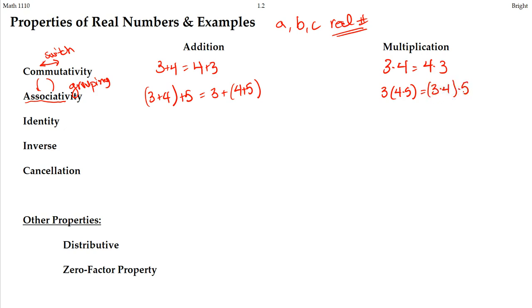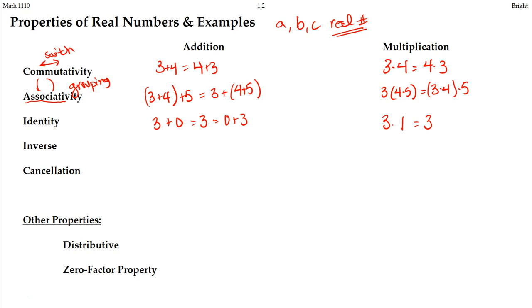Identity is the idea that you get what you started with. So if you want to start with 3 and end with 3, we know that we need to add 0. So 0 is called the additive identity. It doesn't matter which way we do this. Under the operation of multiplication, if we start with 3 and we want to end with 3, then we need to multiply by 1, and for that reason, 1 is called the multiplicative identity.